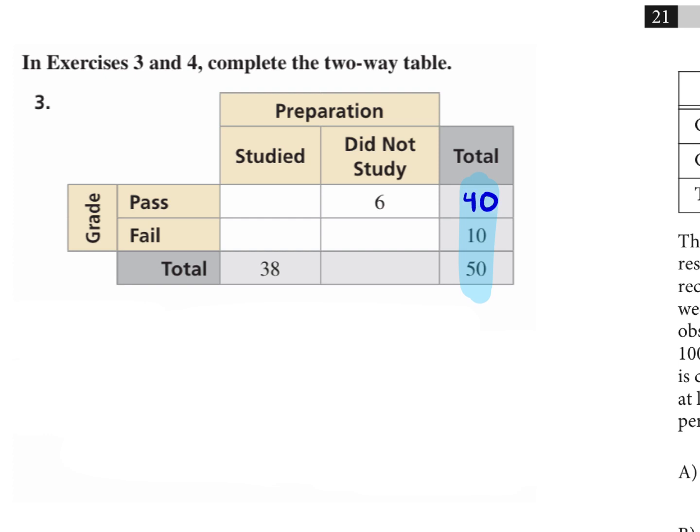We could do the total at the bottom too, so we know that these two are going to add up to 50. So what's the total that did not study? 12. What can we find next? Studied and passed. If we know that these two are going to add up to 40, 34. What do you want to find next? The total for the study is 4 that failed. Awesome. Because the total is 38, and we know that 34 studied and passed, 4 have to have studied and failed.